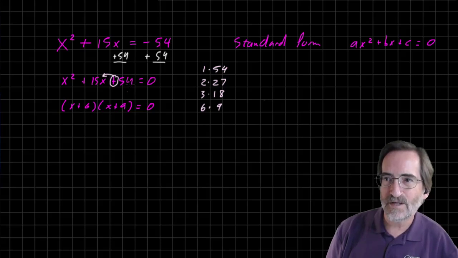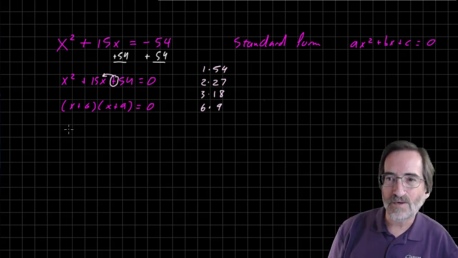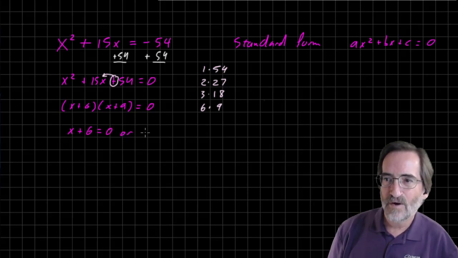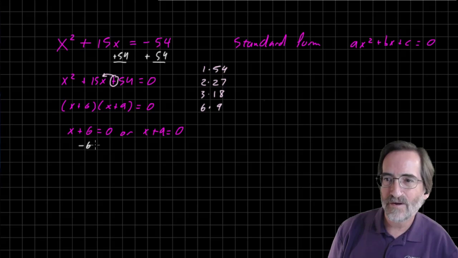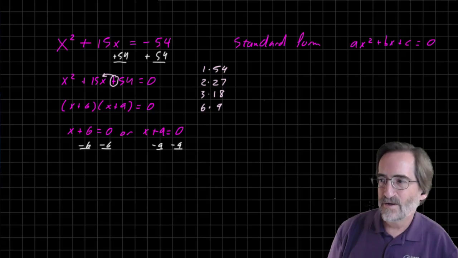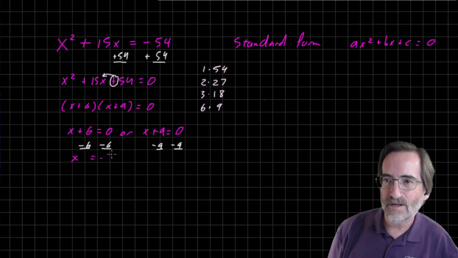Just check. 6 times 9 is 54. 6 plus 9 is 15. So that works. Right? And then use the zero product property, which says if 2 things multiply to be 0, one of them must be 0. Either x plus 6 equals 0 or x plus 9 equals 0. And then subtract 6 from both sides of the first equation, and subtract 9 from both sides of the second equation. Okay, so x equals negative 6 or x equals negative 9.